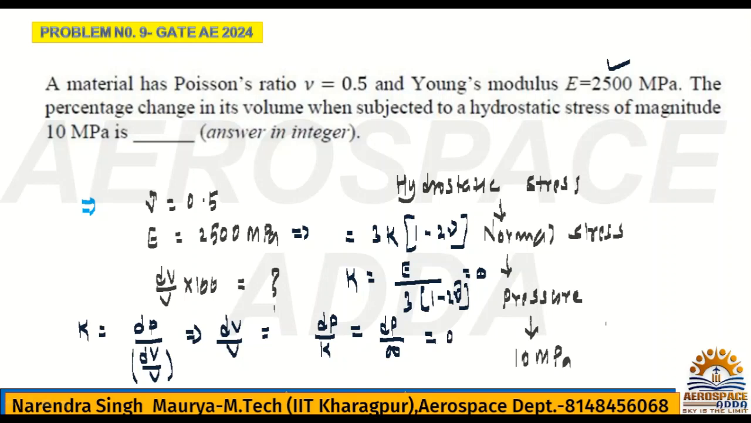Okay, so what is the percentage change in volume? That is dV by V into 100. So multiplying by 100, 0 also becomes 0. So this value is 0. All right, this is the solution for this problem, right? All right, now next problem.